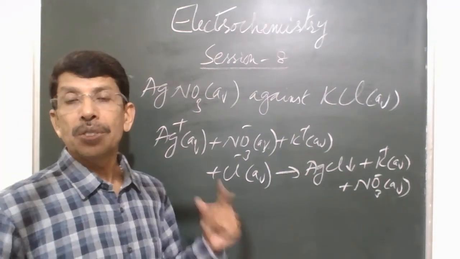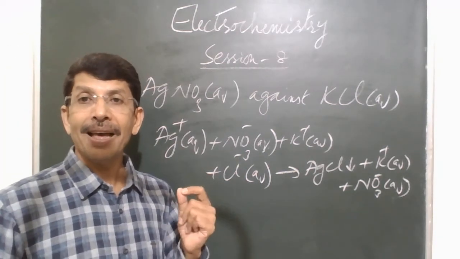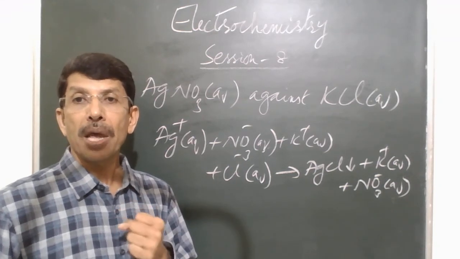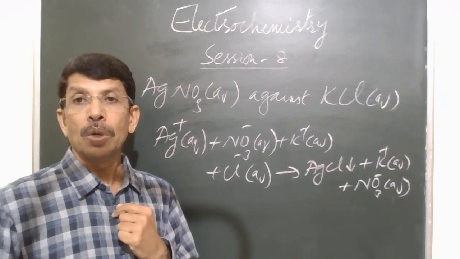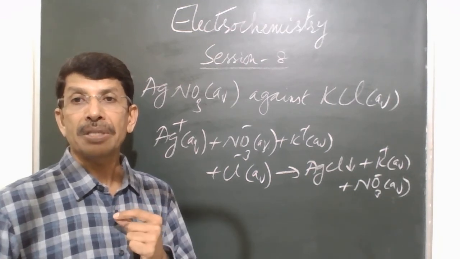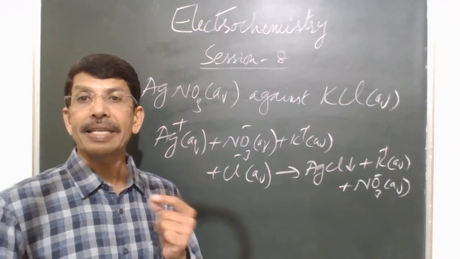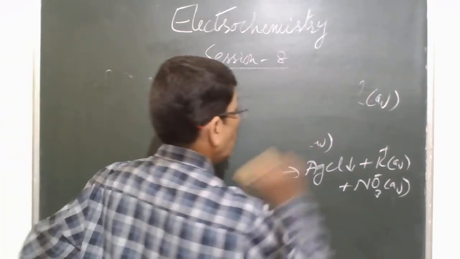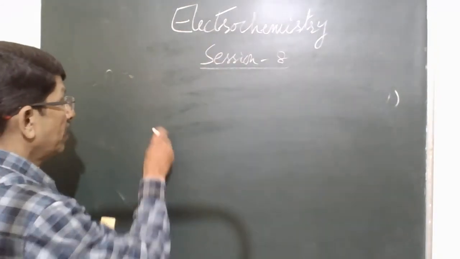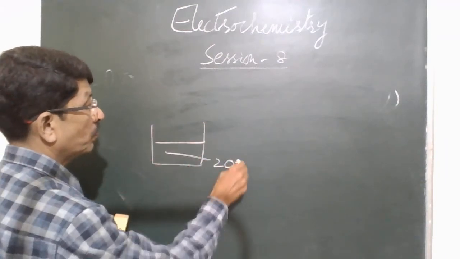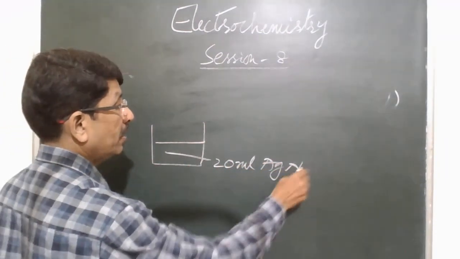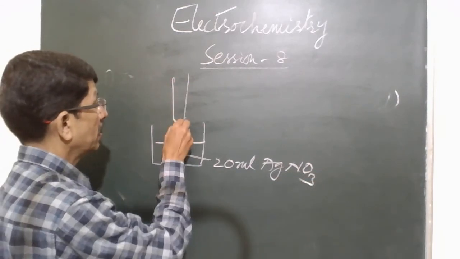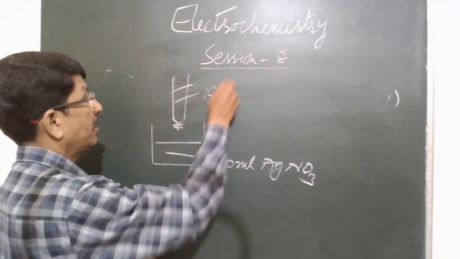In order to determine the amount of silver ions or silver nitrate present in the given solution by the potentiometric titration method, we can titrate against a standard potassium chloride solution. So what is the procedure involved? Take about, say, 20 ml of silver nitrate solution in the beaker, whose concentration is to be determined, and fill the burette with the KCl solution.